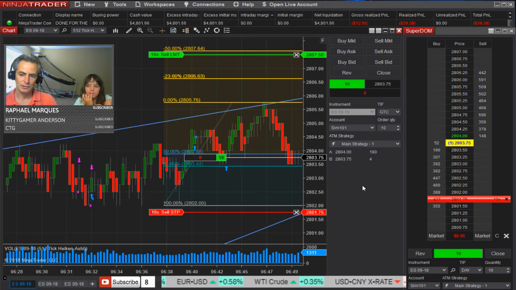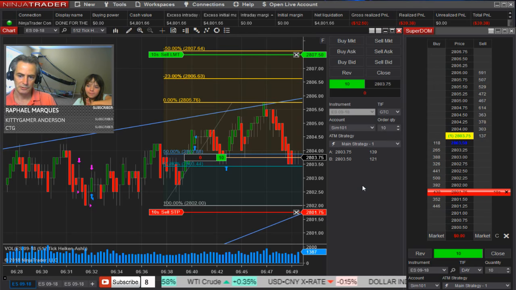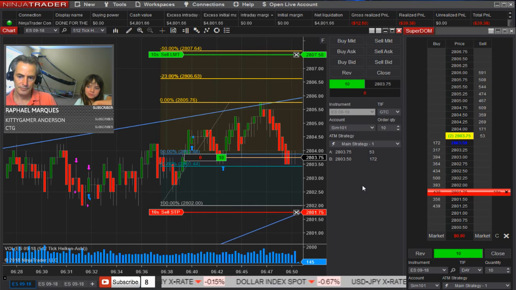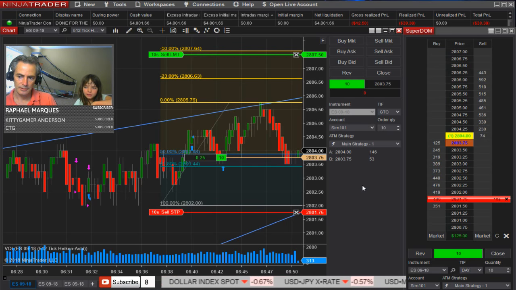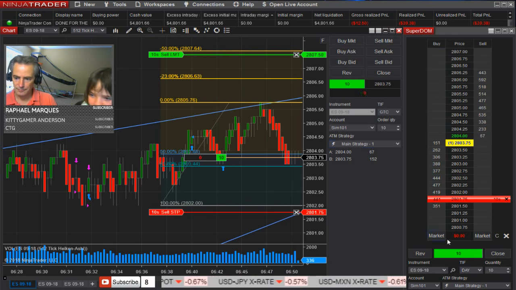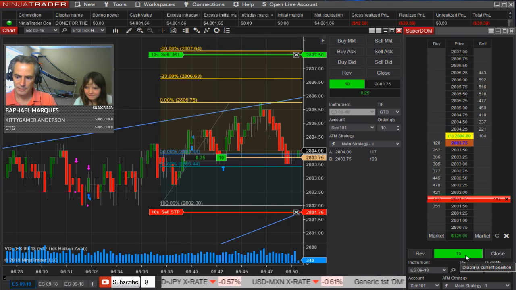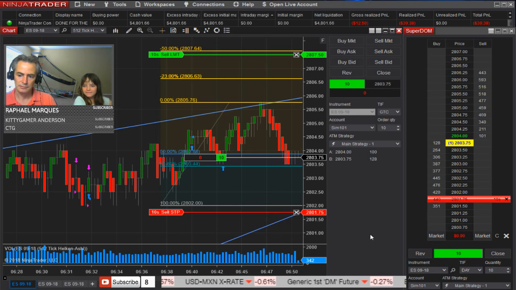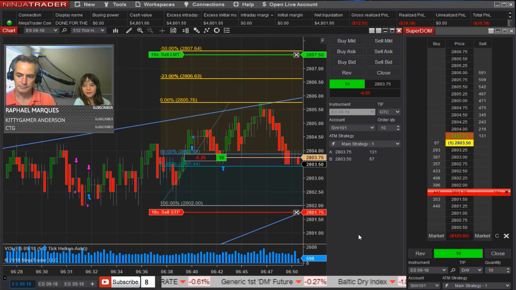That's a good sign. It's holding pretty strong right at that retracement. That's what you're looking for in the normal strategy. That's how many contracts we have in the market.